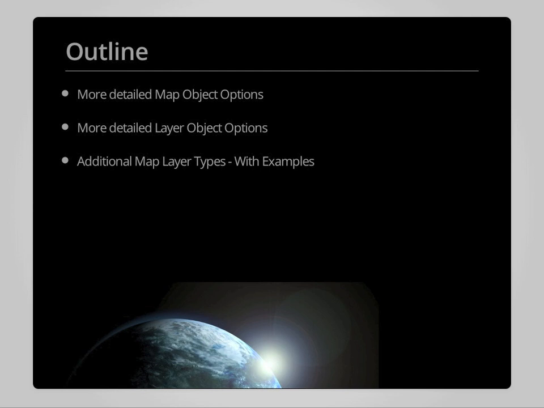This week we will continue our discussion of the OpenLayers JavaScript Framework with a more detailed discussion of the options related to creating a map object in OpenLayers, additional detailed discussion of layer object options for the various layer types that can be created, and then a discussion of some additional layer types with examples and sample code.